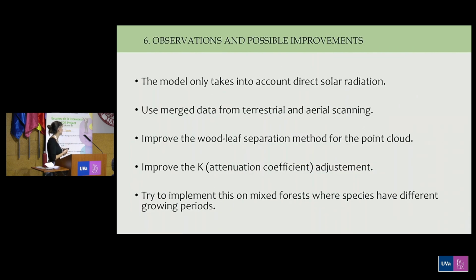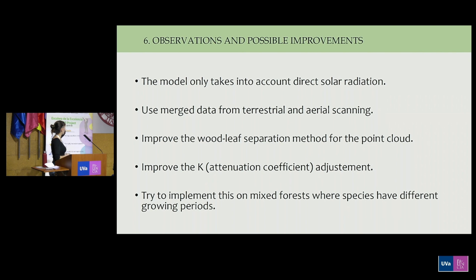And some observations and possible improvements of our model: this model only takes into account direct solar radiation. This is the radiation we get on a sunny day, on a clear day. On cloudy days, we also have indirect solar radiation. But this is not a big deal because indirect solar radiation is less than 20% of the solar radiation we get from the sun. And it also affects the forest homogeneously, in the sense that no tree is favored over another.